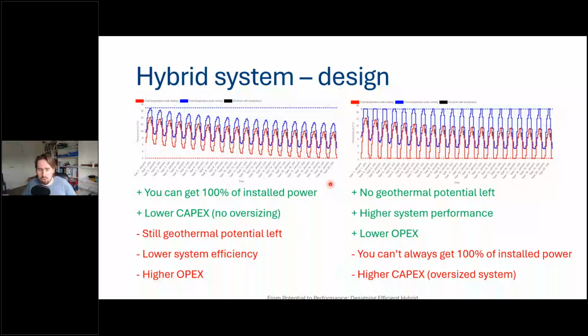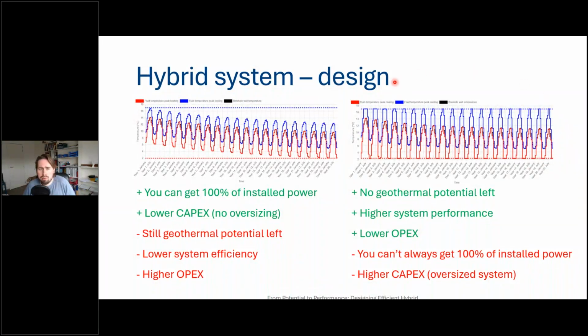We have hence the lowest capital expenses, but we still leave some potential behind, some energy potential in the later years in cooling and in the first years in heating. So we can say that this Borefield, or this sizing methodology, will give us a lower system efficiency, because typically our geothermal system is the most efficient and we're not tapping into all the potential for the energy exchange, and hence the operational expenses will also be a little bit higher.